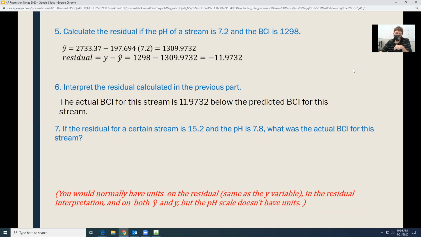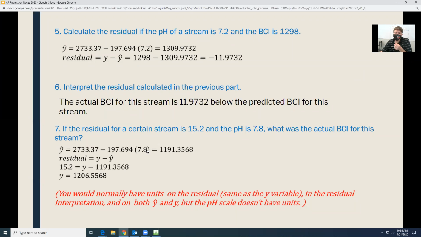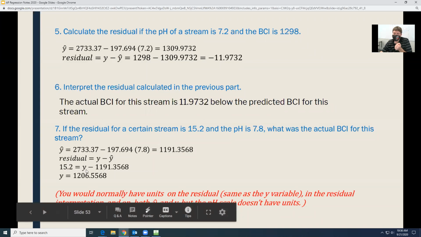All right, number 7. For the residual of a certain stream, it's 15.2 and the pH is 7.8. What's the actual BCI for this one? So we're using algebra. We're working in reverse. If we plug 7.8 into our equation, we get our predicted value of 1191.3568. The residual between y and y hat is 15.2, so I plug that in. I'm looking for the y, and this is negative, so basically it's simple addition. Add this number to this number, and you get 1,206.5568. That is the actual measurement.